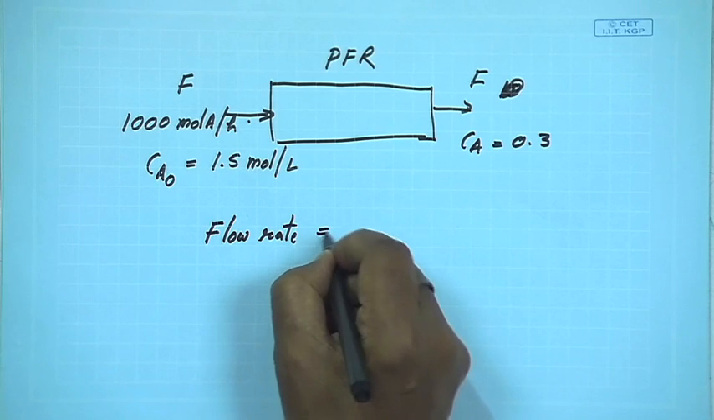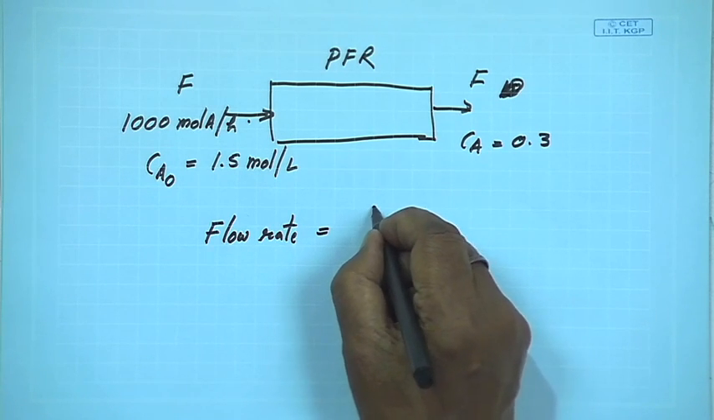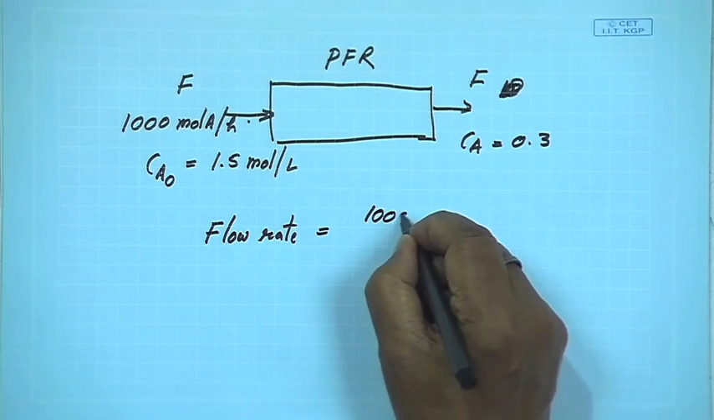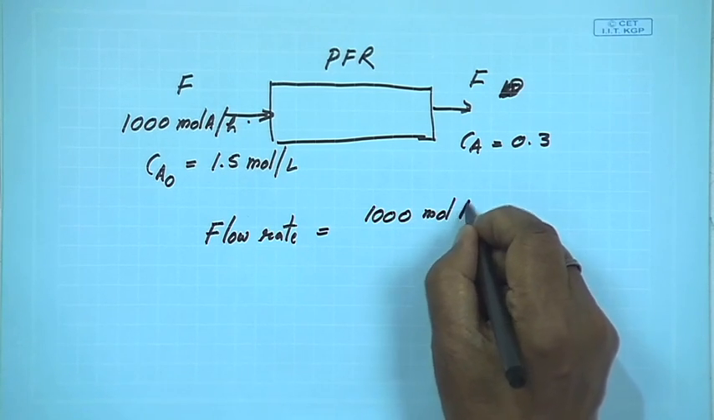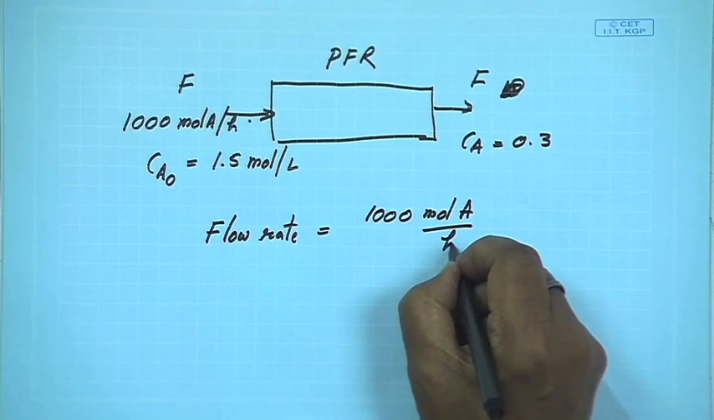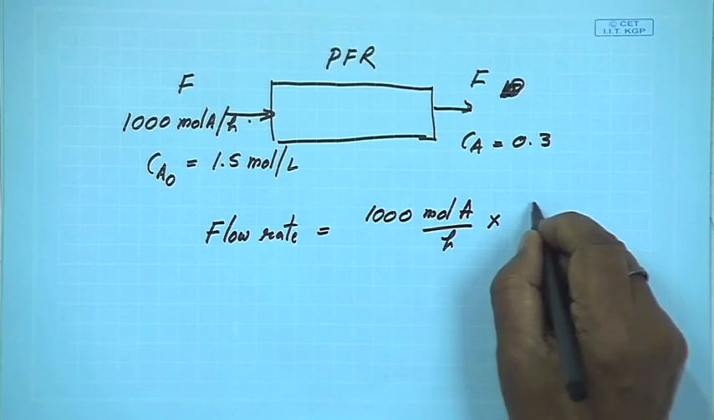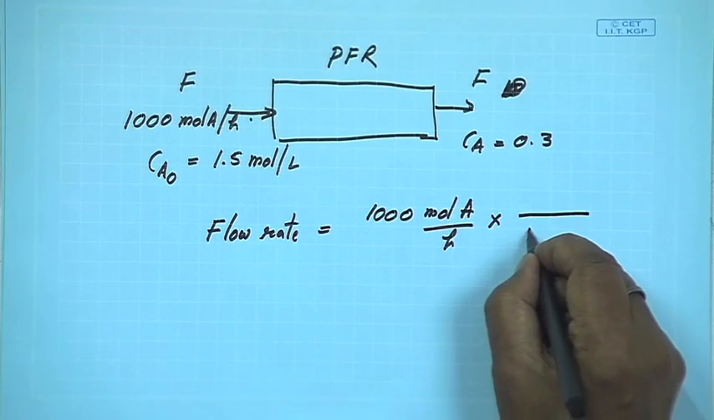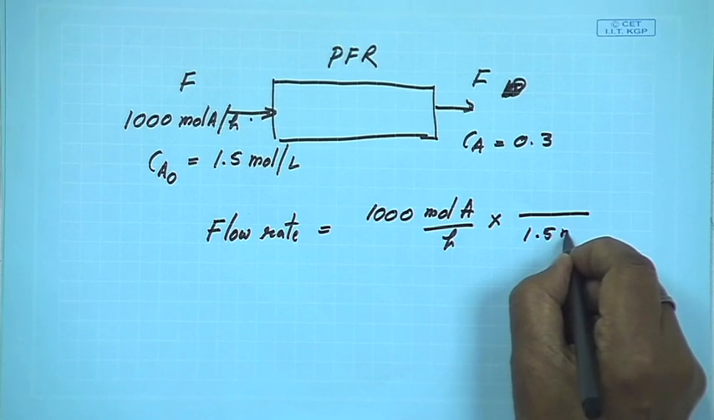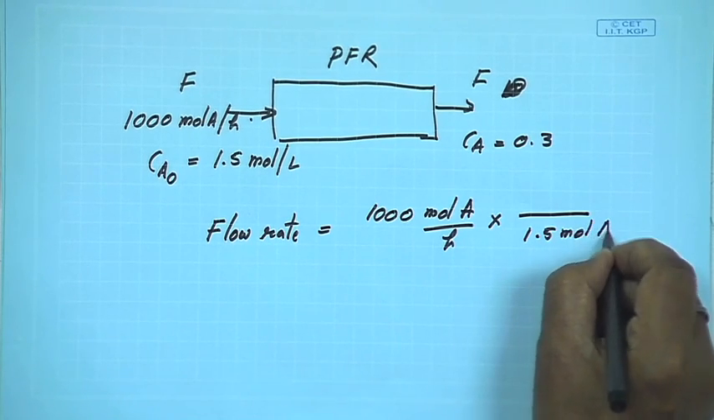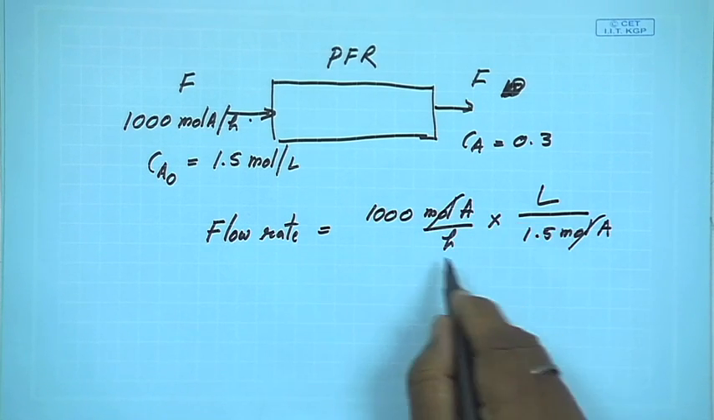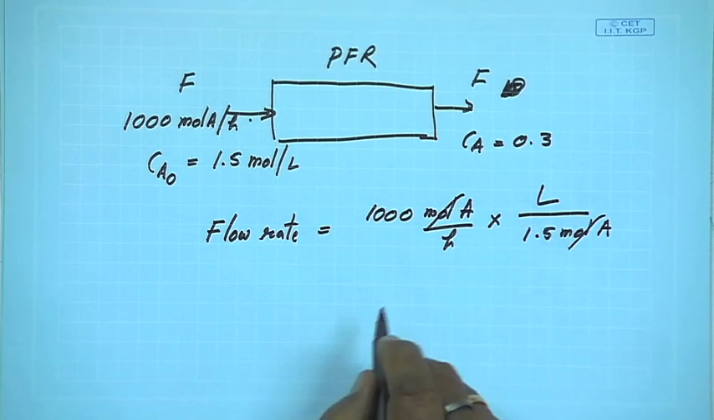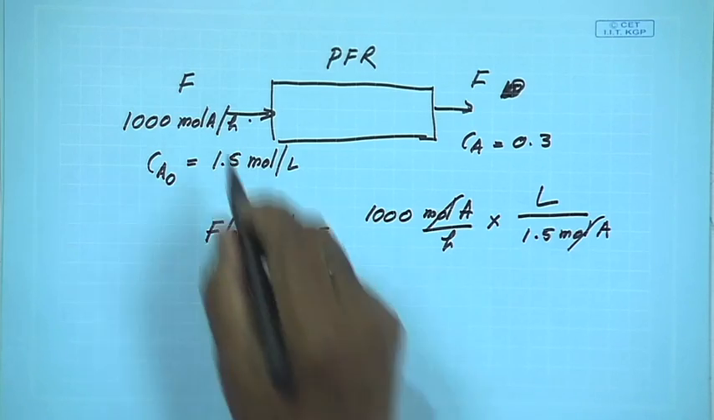Flow rate is equal to, this is 100 mole of A per hour, and if you divide by the Ca0, Ca0 is what? 1.5 mole A per liter. Am I right? The mole per liter and mole per liter will cancel, and it will come liter per hour. So this flow rate will be same.